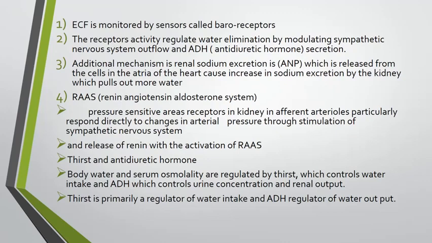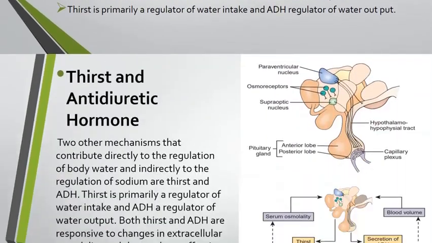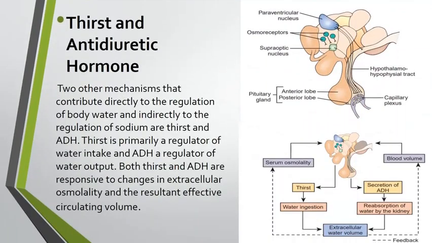Thirst and antidiuretic hormone: body water and serum osmolality are regulated by thirst, which controls the water intake, and ADH, which controls urine concentration and the renal output. Thirst is primarily a regulator of water intake, and ADH a regulator of water output. The mechanisms which contribute to the regulation of body water, and indirectly to the regulation of sodium, are thirst and ADH.